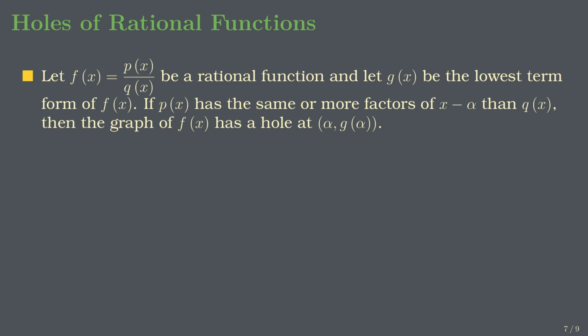So, in the case where in the quotient expression of a rational function, the numerator has the same or more factors of x minus alpha than the denominator, then the graph of f will have a hole at the point with coordinates alpha and g of alpha, where g is the lowest term form of f of x. Okay.